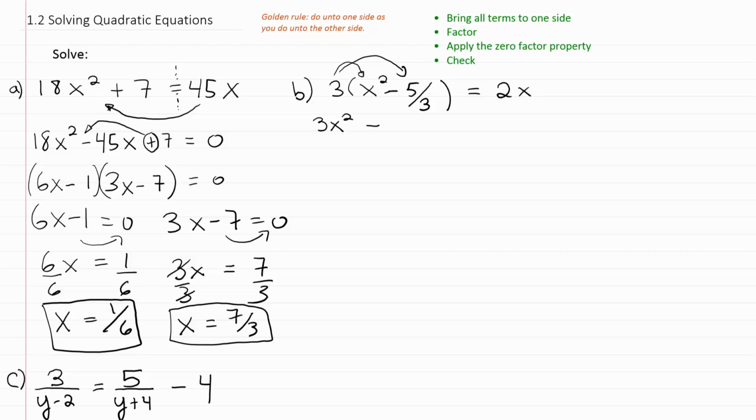So I'll simply end up with negative 5 there. And then we'll have equal to 2x, right? So again, the 3 cancels with the 1/3, leaving me with just negative 5. So it's a really nice thing to distribute in the 3 in this case.